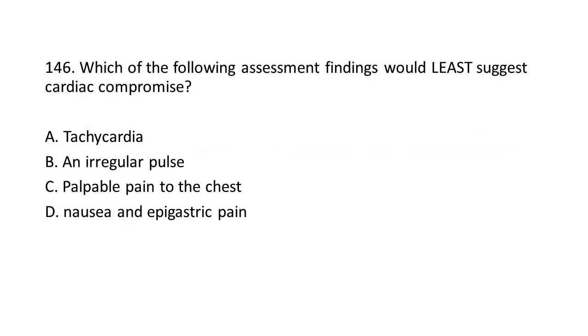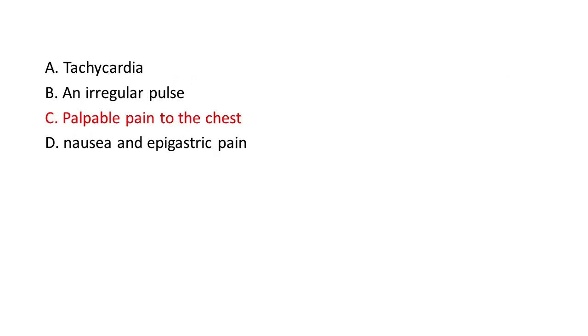146. Which of the following assessment findings would least suggest cardiac compromise? A. Tachycardia. B. An irregular pulse. C. Palpable pain to the chest. D. Nausea and epigastric pain. The answer is C. Palpable pain to the chest.